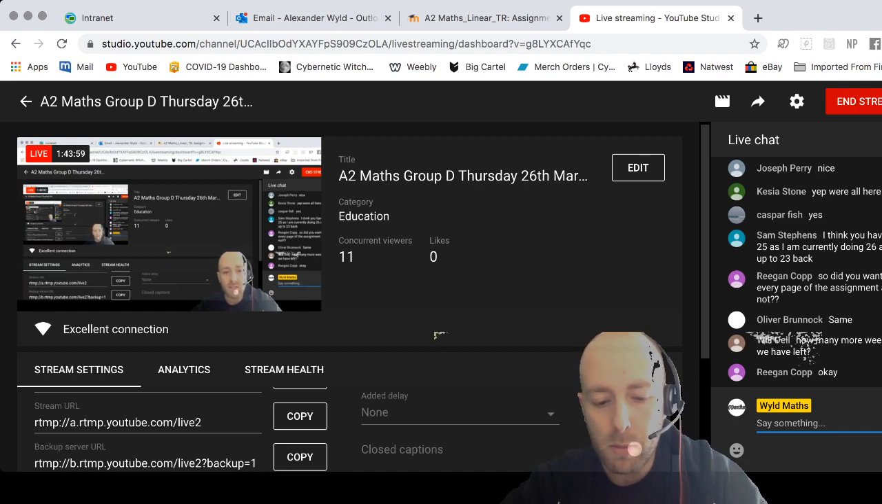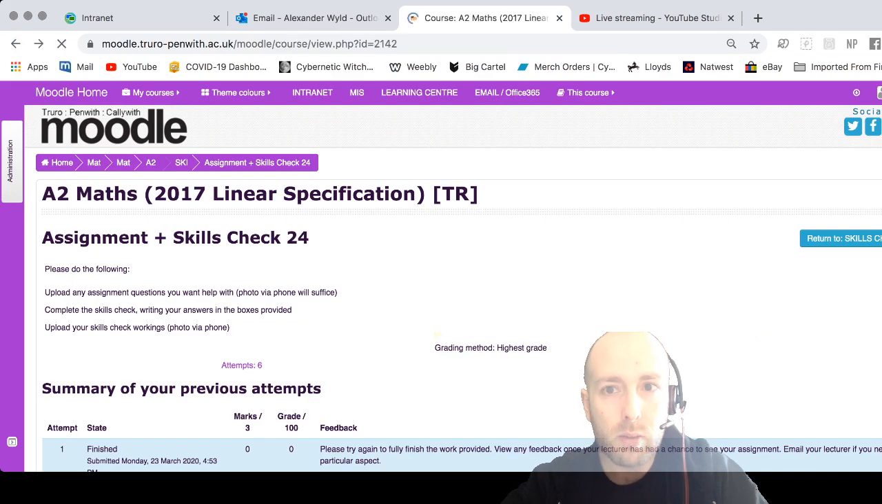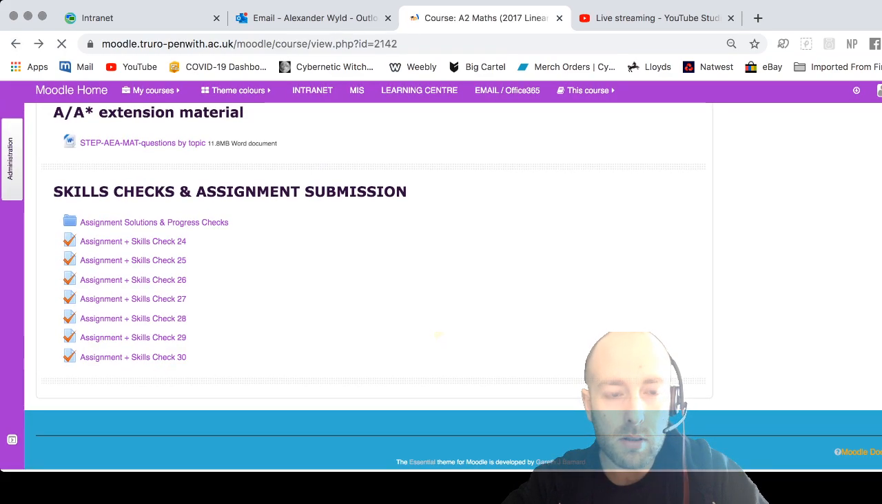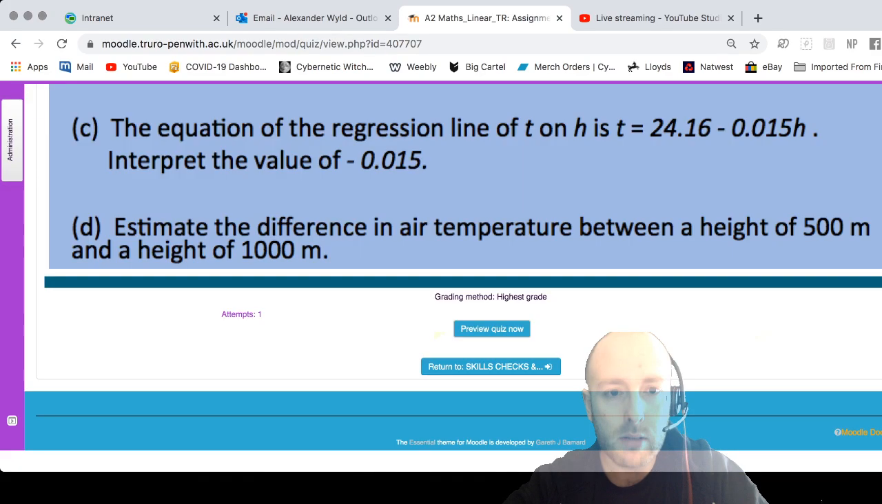But obviously because we're a bit behind with the assignments, you can see where's it gone? There's quite a few assignments to do. But if you can work through these at your own pace. They're all there. All the skills checks have been uploaded. All the answers are there as well.